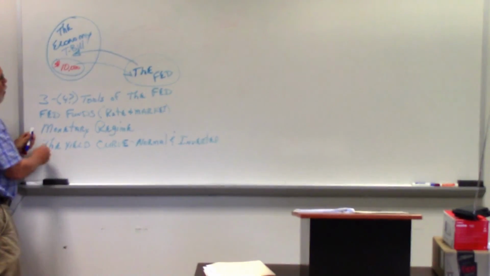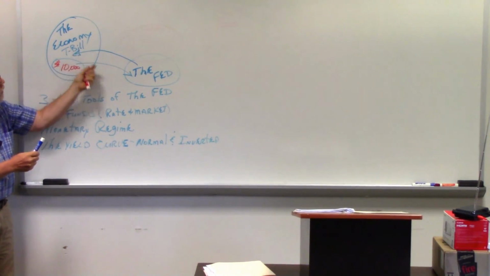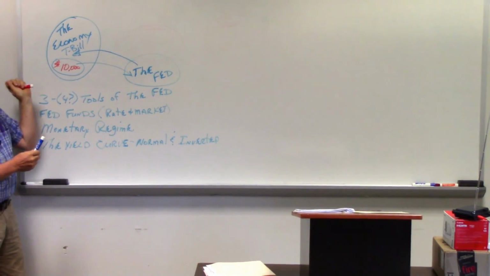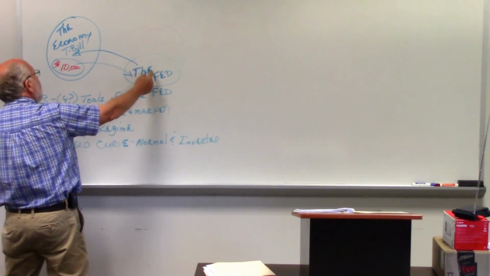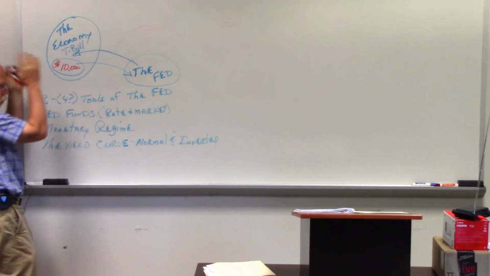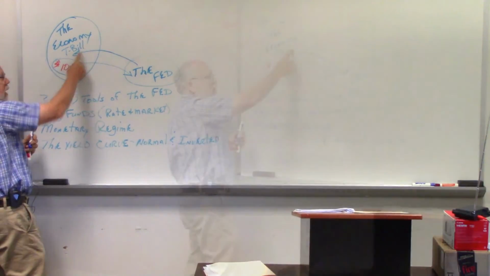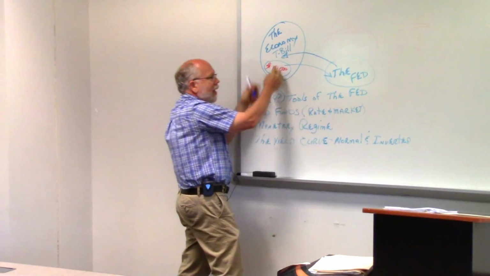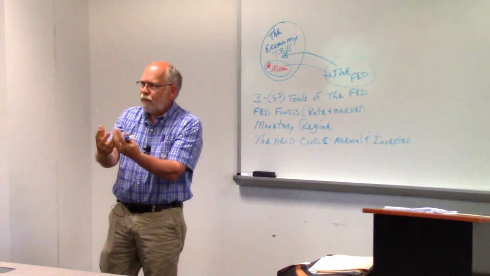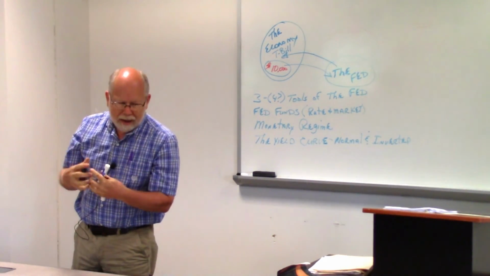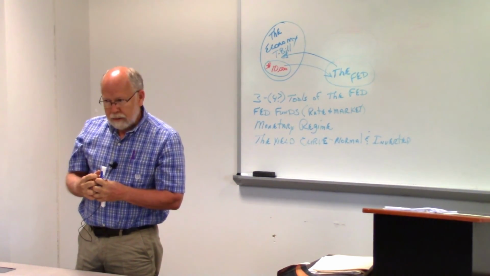Okay? So when the Fed buys assets, let's see if I got that right. Yes, the T-bill goes this way. No, when the Fed sells the asset, get it right. The Fed sells the asset, and when they sell the asset, they get the cash. When they get the cash, it comes out of the economy, and that contracts the amount of high-powered money in the economy.